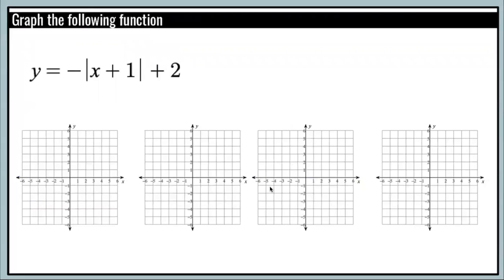Ooh, this one has the absolute value function. Okay, so let's go ahead and practice this one. First we're gonna start off with y equals the absolute value of x. That starts at 0, 0, has 1, 1, and negative 1, and looks like a V. We are now going to do y equals negative absolute value of x. So instead of opening upward, we're gonna start opening downward.